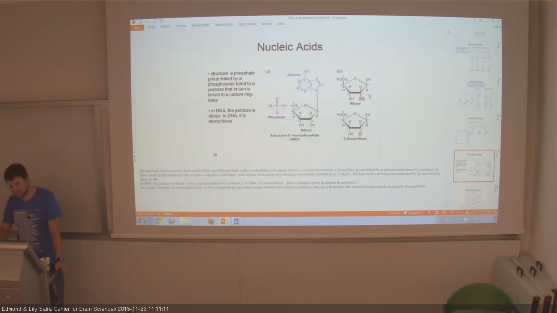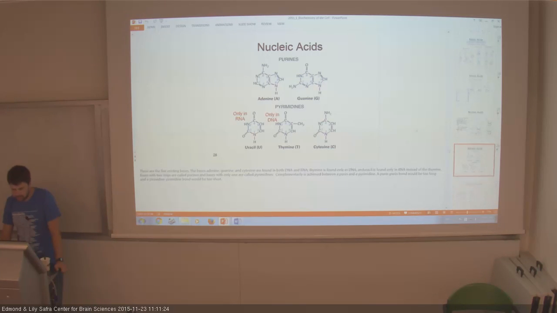So the absence of this oxygen in this position makes the DNA much more resistant to degradation than RNA. In general, the structure, again, is what we said before.